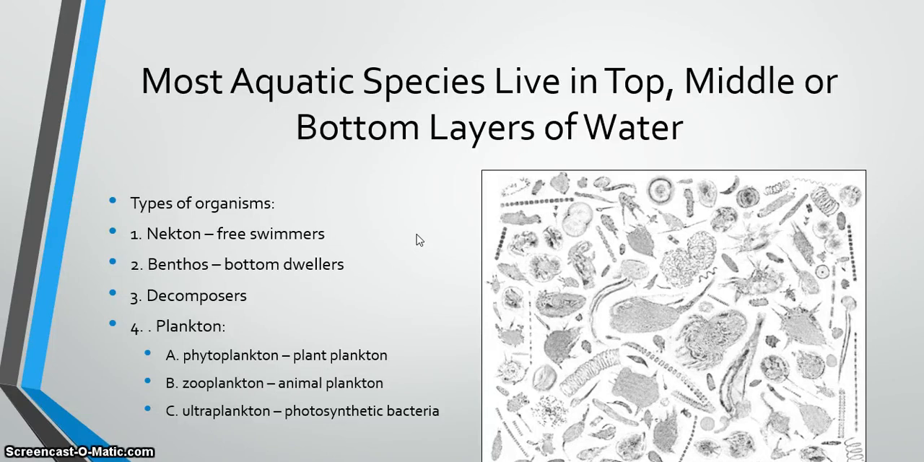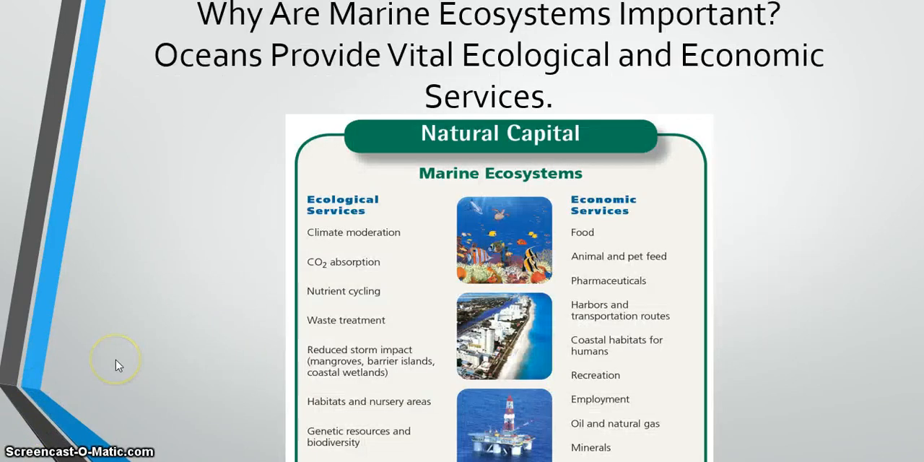There are categories of aquatic organisms. Nekton are free swimmers, free-swimming fish. Benthos are bottom dwellers like catfish and decomposers. Plankton, three types of plankton: phytoplankton, which is plant plankton, zooplankton, animal plankton, and ultraplankton, which is photosynthetic bacteria. In this video, we're going to learn about marine ecosystems, or marine life zones.